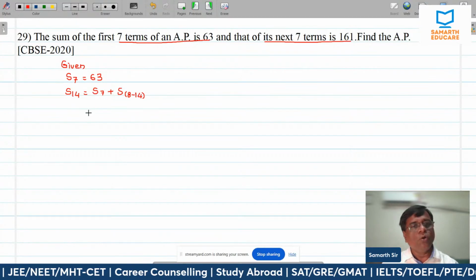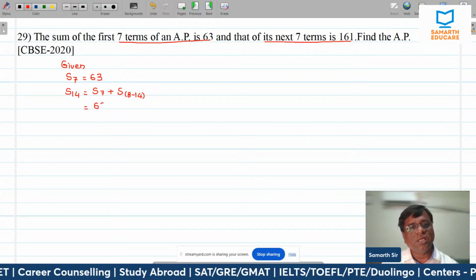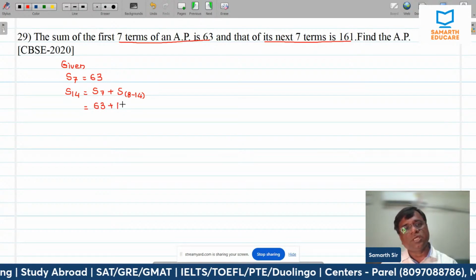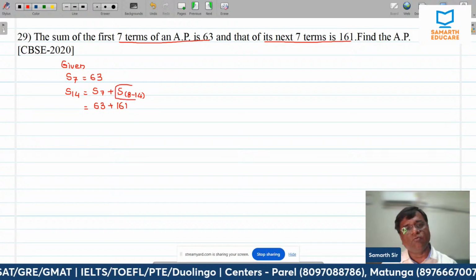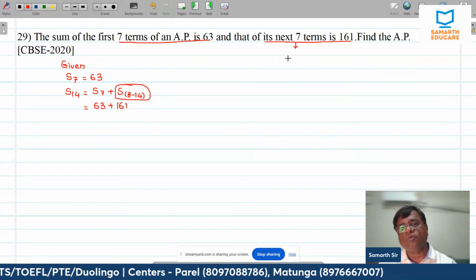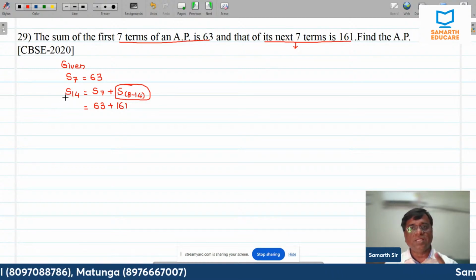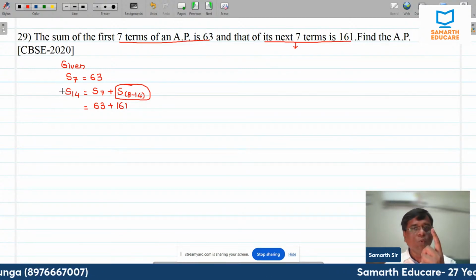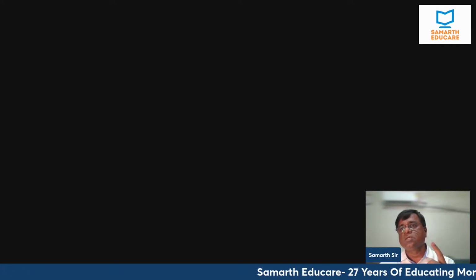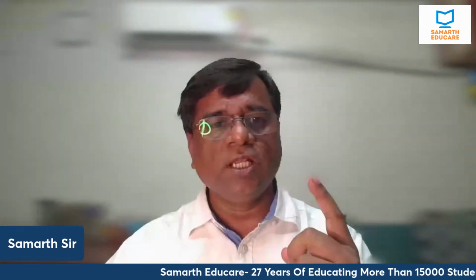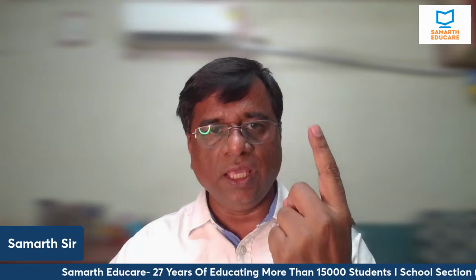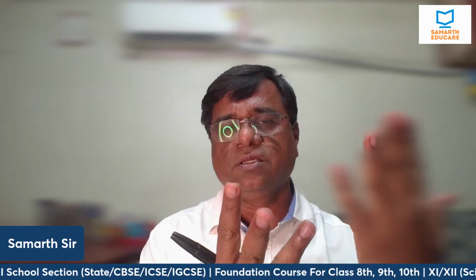Okay, now S7 is 63 and the next 7 terms sum is 161. This is the sum of the next 7 terms, meaning the terms from 8 to 14. Remember, how many terms are there from 8 to 14? Look at this: 8, 9, 10, 11, 12, 13, 14. So total how many terms are there? 7 terms.